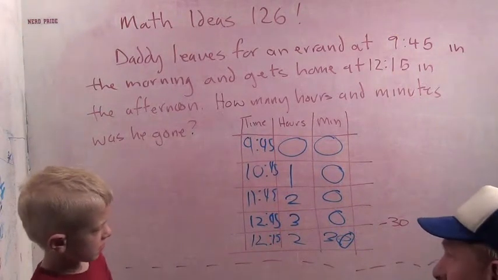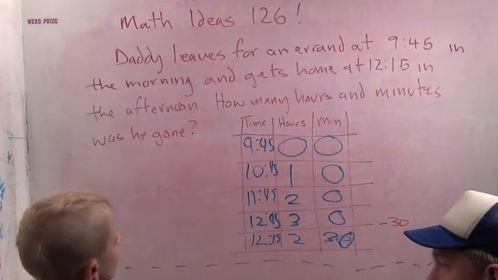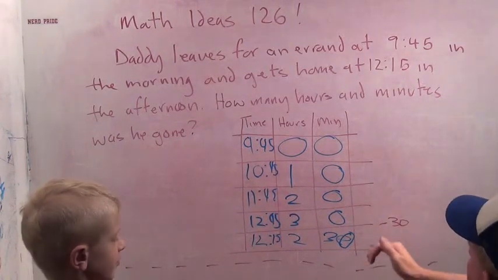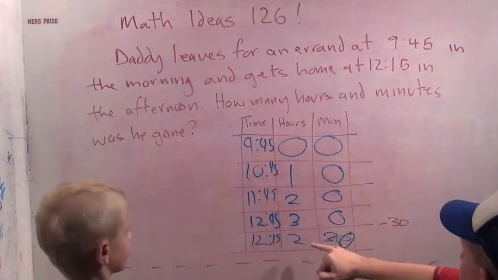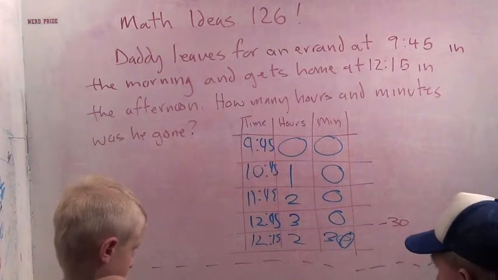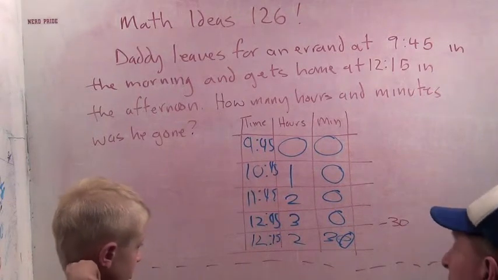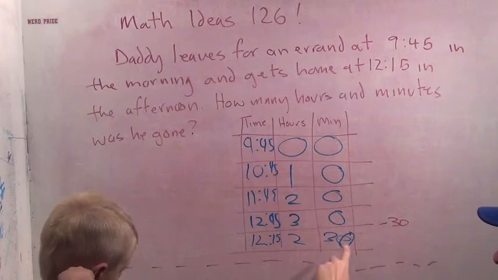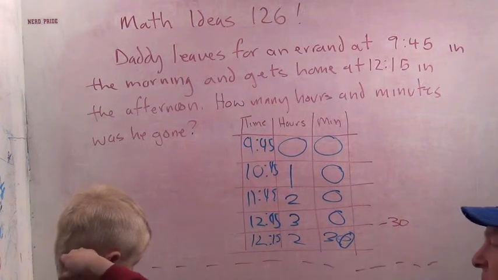And how did we know that? Well, because we made a chart and we figured it out. Okay, but why was subtracting 30 minutes from 3 hours how we got 2 hours and 30 minutes? Because how long is 1 hour? 1 hour is 60 minutes. So 3 hours is the same as 2 hours and 60 minutes. And when we take away 30 minutes from that, we get 2 hours and 30 minutes.